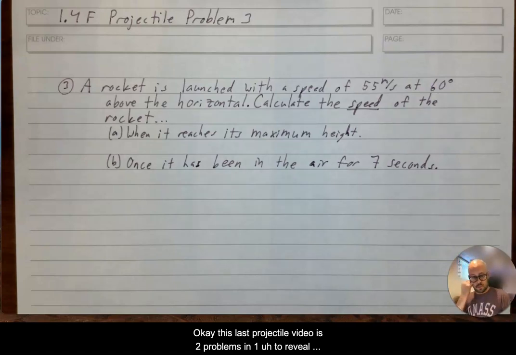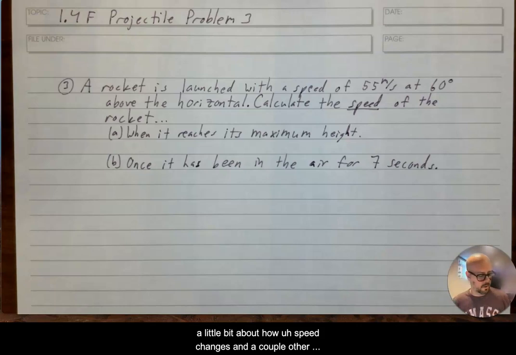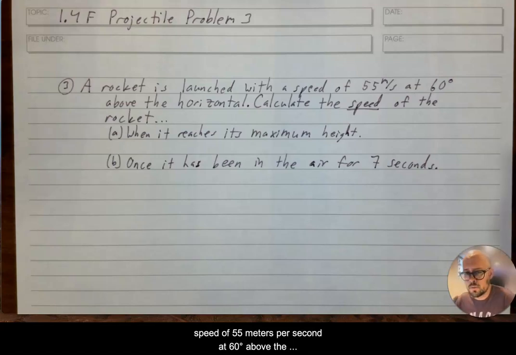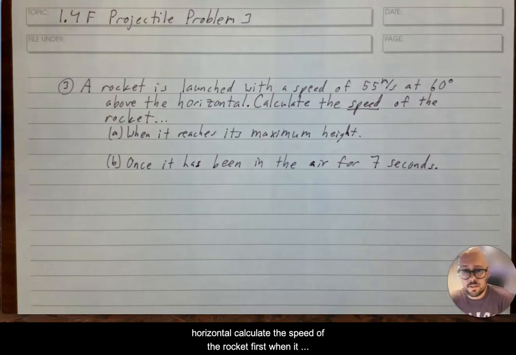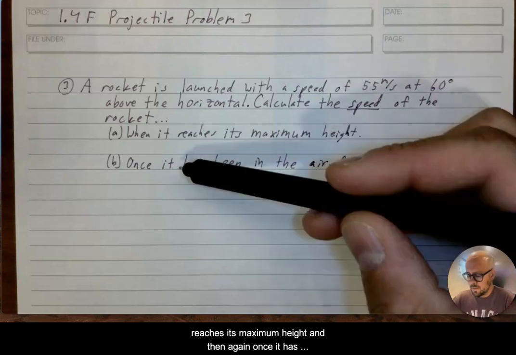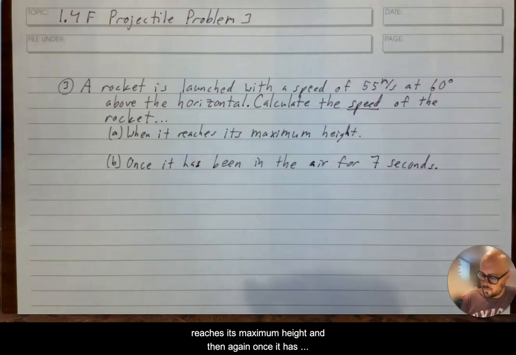Okay, this last projectile video is two problems in one to reveal a little bit about how speed changes and a couple other parts about projectiles. A rocket is launched with a speed of 55 meters per second at 60 degrees above the horizontal. Calculate the speed of the rocket first when it reaches its maximum height, and then again once it has been in the air for 7 seconds.